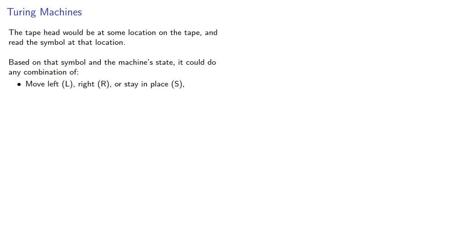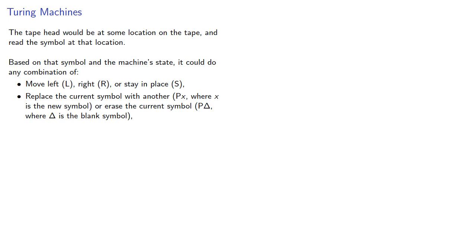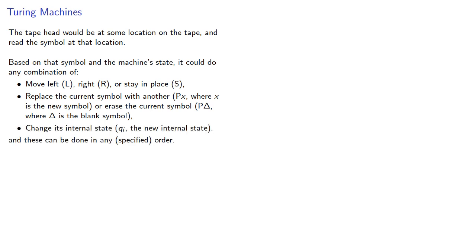Now the tape head would be at some location on the tape and read the symbol at that location. And based on that symbol, it could do any combination of move left, right, or stay in place. It could replace the current symbol with another, which we'll write this way, where X is our new symbol, or erase the current symbol, where delta is the blank symbol. You could think of this as print X or print blank. Or it could change its internal state. And these could be done in any specified order.